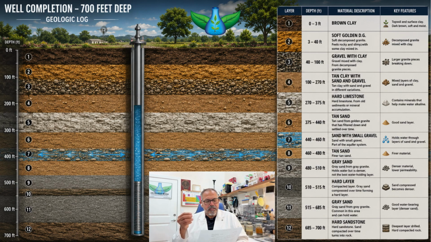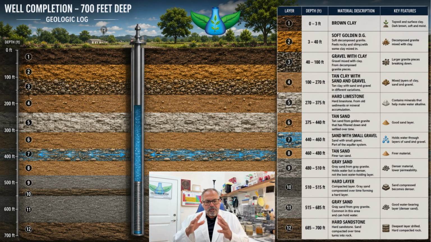From 480 to 510 feet, we have gray sand. That is from gray granite. It does hold water, but because it's much denser, it is not the best water holding layer. From 510 to 515, there is a hard layer. From 515 to 680 feet, we have gray sand. Then from 685 to 700 feet, which is the deepest they drilled, we have hard sandstone.